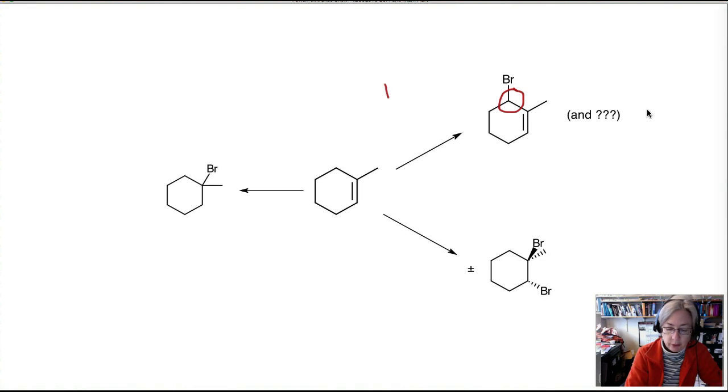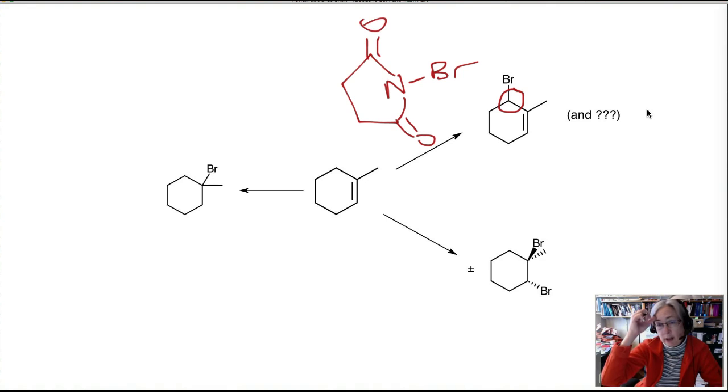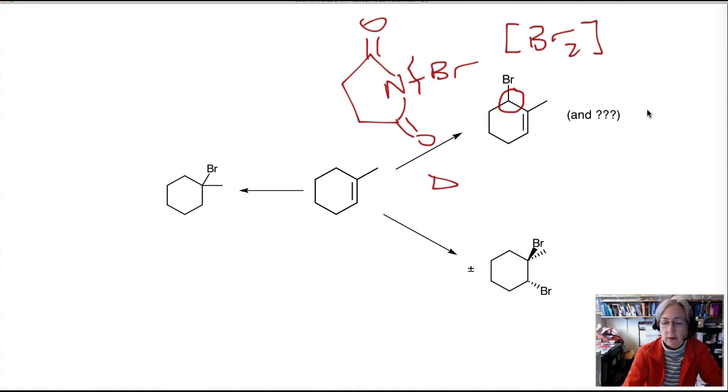So here we know that we need to use N-bromosuccinimide. So the conditions for allylic halogenation are using N-bromosuccinimide with that homolytic cleavage due to heat or light. We get a very low steady state concentration of molecular bromine, and that allows us to add at the allylic position, not at the double bond.